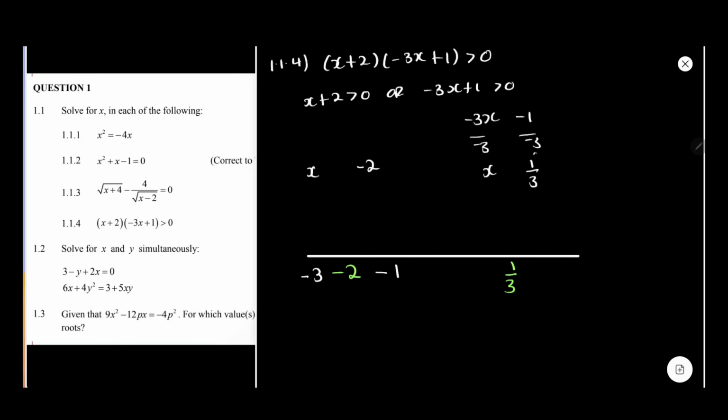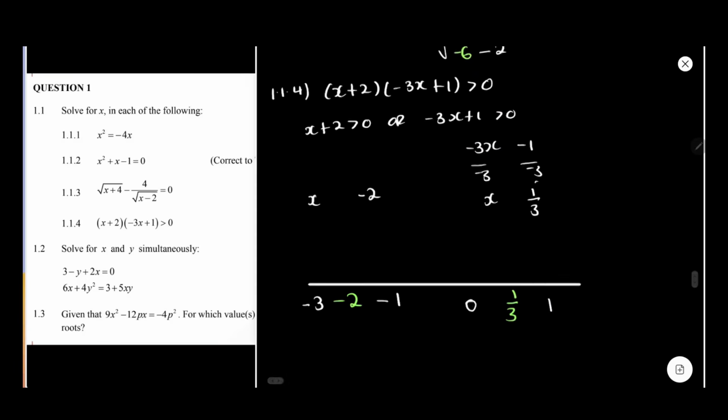Same thing we have to do for 1 over 3, a number smaller than 1 over 3. Remember, 1 over 3 is quite close to 0. It's like 0.333 recurring. So a number smaller than 1 over 3, we could take 0. And a number bigger than 1 over 3, we can take 1. So we can go ahead and try these.